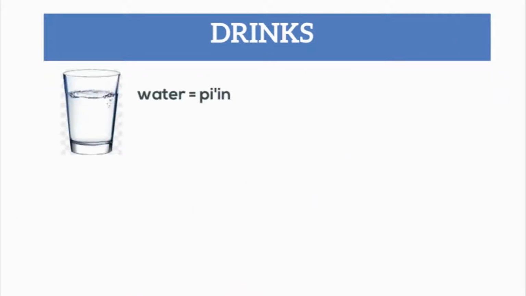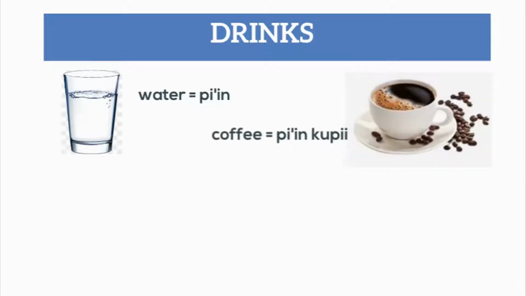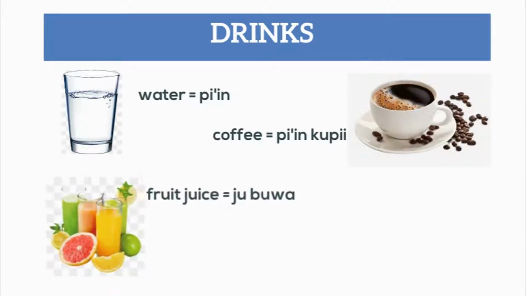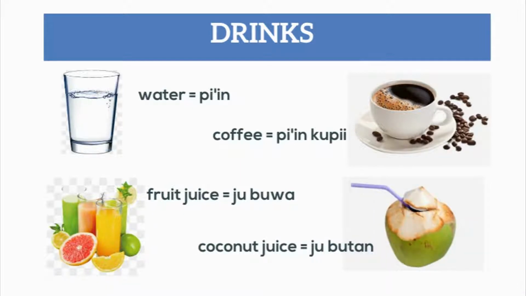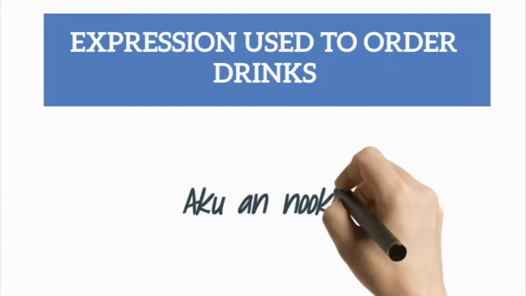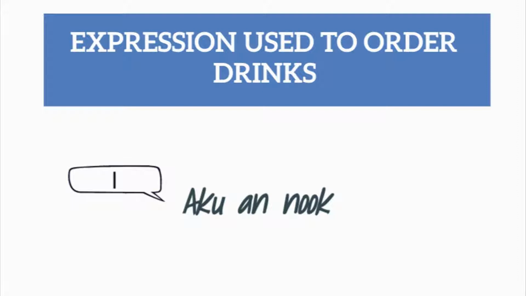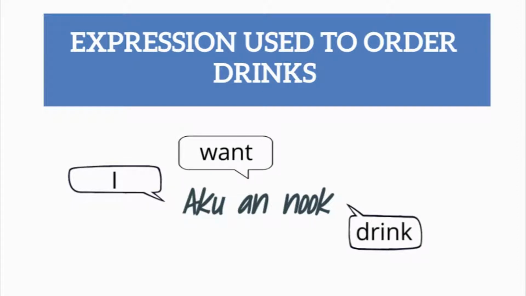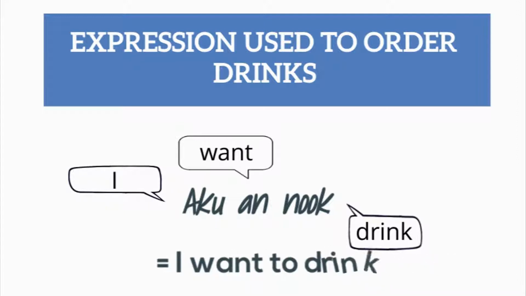These are some drinks in Bidayuh. Pin, pin kupi, ju bua, ju butan. Now for expressions used to order drinks. Aku an nok. Aku means I, an means one, and nok means drink. So this expression means I want to drink. Now you try.